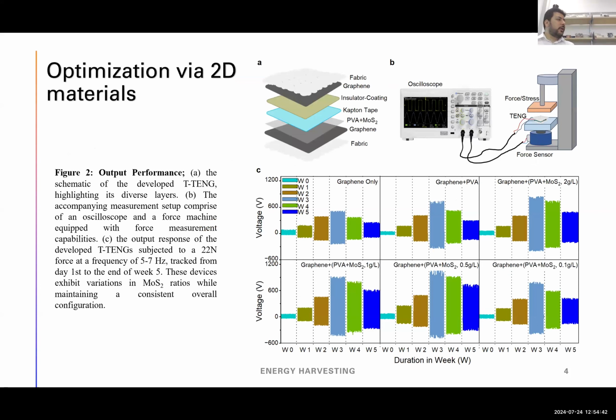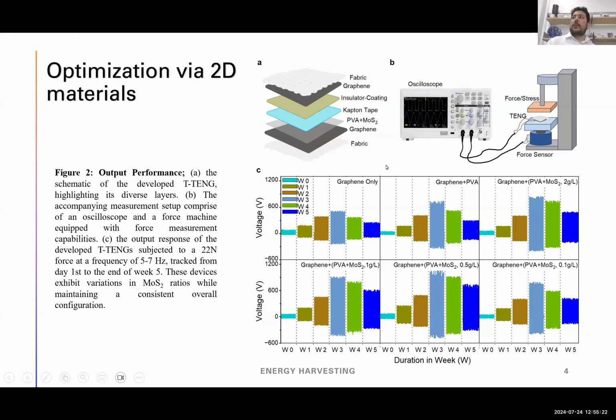So here we come to the results discussion. The purpose was to see how the 2D material influences the performance of the device. For this, I built 6 devices, varying the concentration of molybdenum disulfide in just one single layer. You can see the PVA plus MoS2 layer in figure A. In this layer, we made variations to see what happens when increasing the concentration of molybdenum disulfide, which is a 2D material.